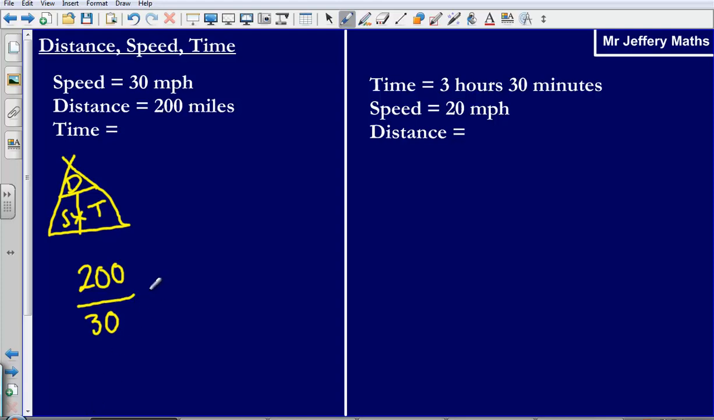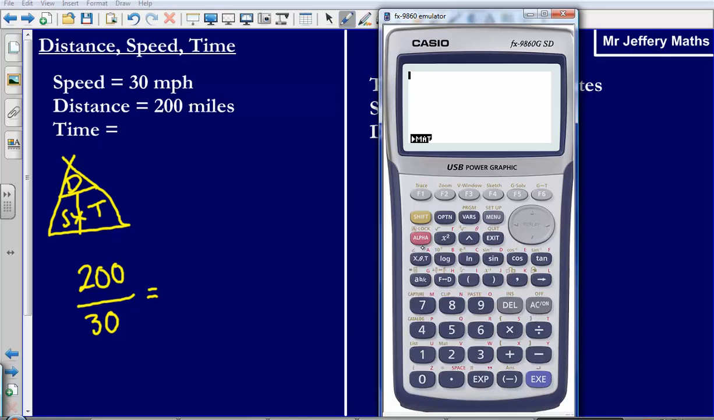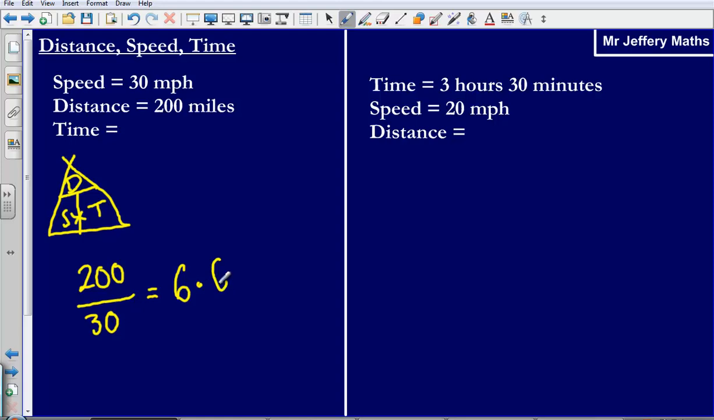Now this is going to give me an answer, and I've got a calculator here so I may as well use it. 200 divided by 30, and it gives me an answer of 6.6 recurring hours. Now that seems quite a strange answer here, and we wouldn't usually say this in real life, so we try to avoid writing it as our answer in assessments and exams. So ideally we want to give our time in hours and minutes.